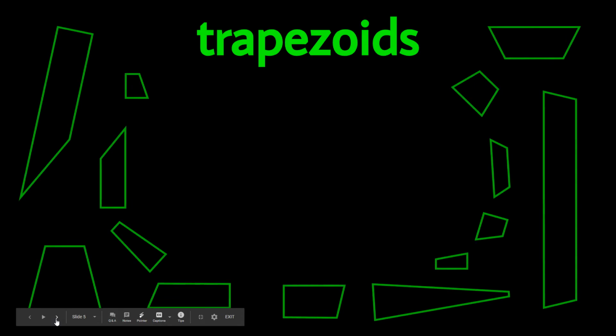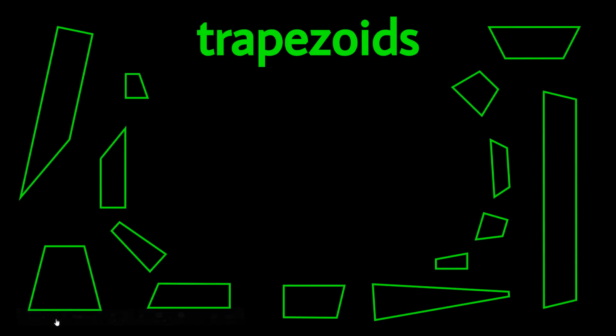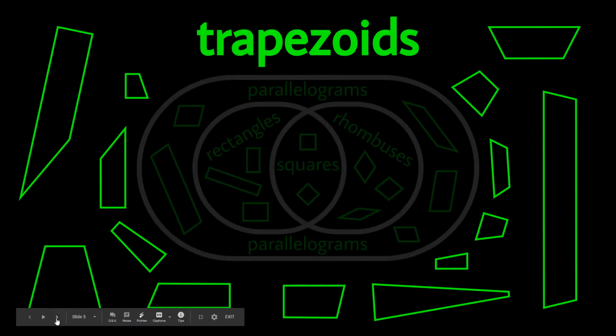So trapezoids look like this. There are reasons why trapezoids are trapezoids. We'll learn them later on. And then included in the family of trapezoids are parallelograms, rectangles, and squares and rhombuses. So when you see a parallelogram, it's also a trapezoid. When you see a rectangle, it's also a trapezoid. When you see a square, it's also a trapezoid. When you see a rhombus, it's also a trapezoid. So everything on this slide here are all trapezoids, and we'll learn why later on.